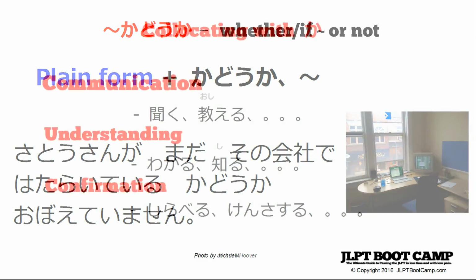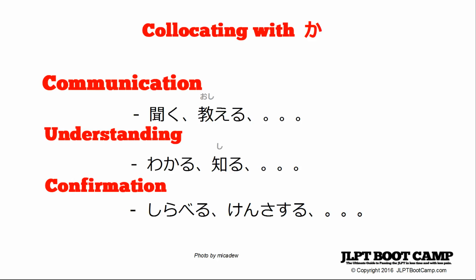In both of these structures, kadouka and ka, when you're burying the question, usually what co-locates with these structures are three kinds of verbs. There's communication, so kiku, oshieru, tazuneru would fall underneath this category. So you're communicating the question to somebody. There's an understanding, so wakaru, shiru, aboeru, to remember, to recall. There's some kind of understanding verbs that follow kadouka or ka.